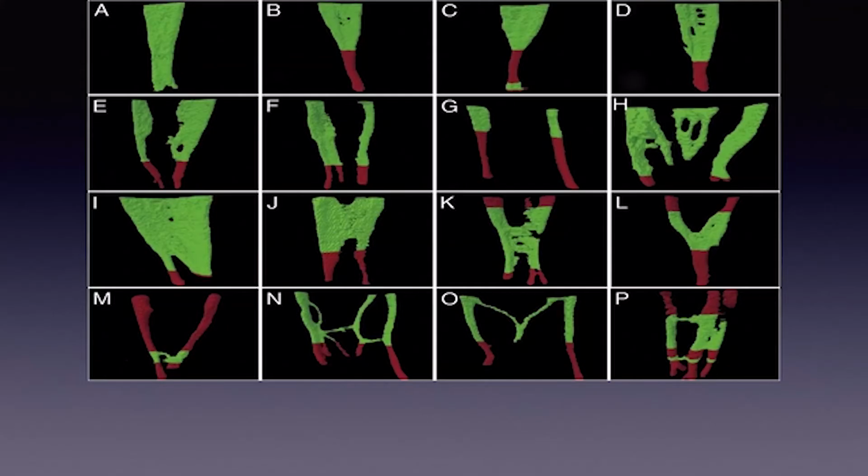I mentioned Fan's article on the complex apical anatomy in the mesial root of mandibular first and second molars. This is an illustration from that article showing how complex the anatomy is.